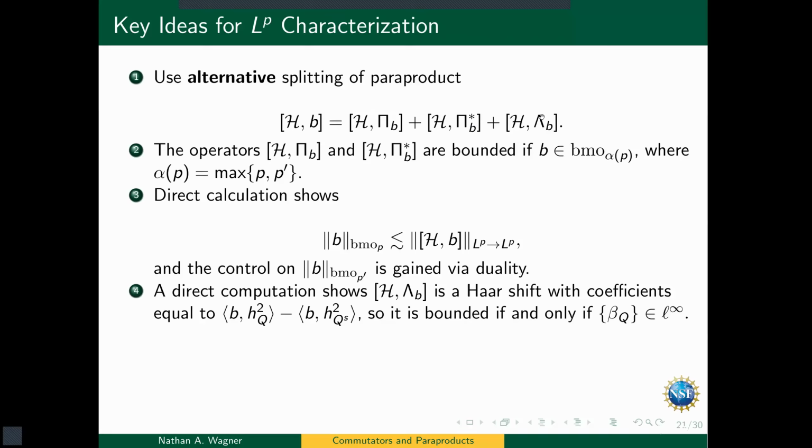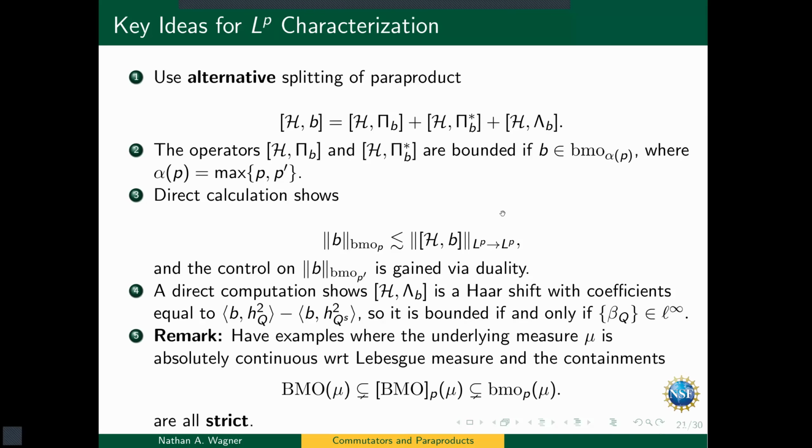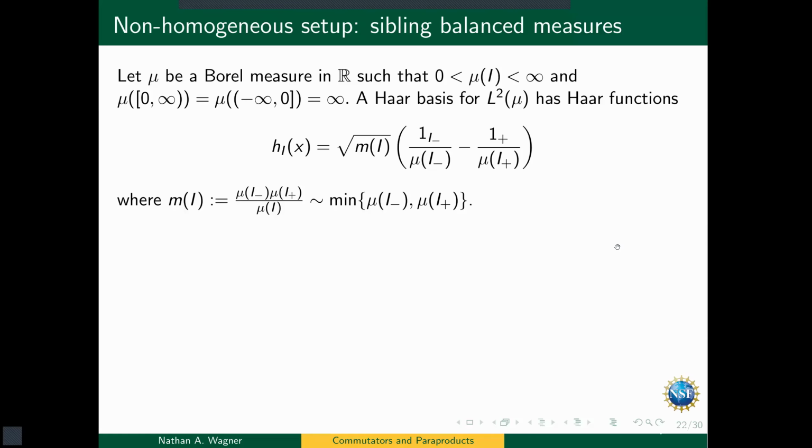And so by splitting this into pieces with this particular paraproduct decomposition, we can completely characterize the LP bounds. And I just wanted to emphasize again that we have examples showing that all of these inclusions are strict. And you can even do this when the underlying measure mu is absolutely continuous with respect to the Lebesgue measure. Okay. I think I have about 10 minutes left or so.